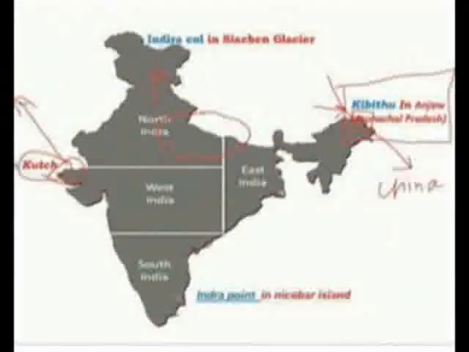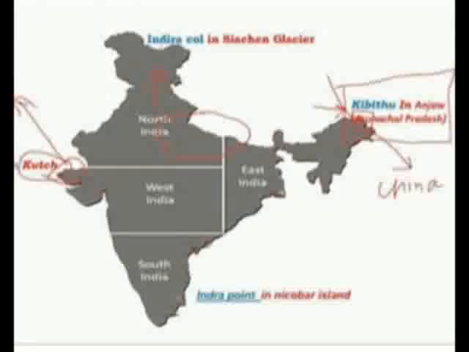To the southeast of the mainland lie the Andaman and Nicobar Islands, and to the southwest of the mainland lie the Lakshadweep Islands in the Bay of Bengal and Arabian Sea respectively. Indirakol, which lies in Siachen Glacier, is the northernmost point of India, and the southernmost point of the Indian Union is Indira Point, which lies in the Great Nicobar Islands.